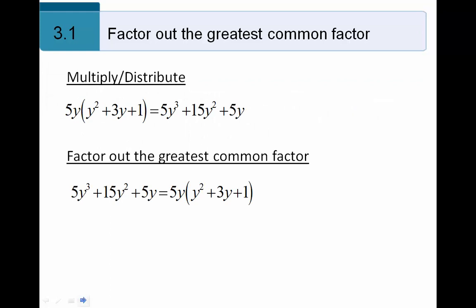So, in Unit 2, when we multiplied, let's say we multiplied 5y times the trinomial y squared plus 3y plus 1, we had to distribute, and recall that we added our exponents. 5y times y squared gave us 5y cubed. 5y times 3y gave us 15y squared. And 5y times 1 gave us 5y. So 5y is a factor. Y squared plus 3y plus 1 is a factor. We multiplied those together and we got the product 5y cubed plus 15y squared plus 5y.